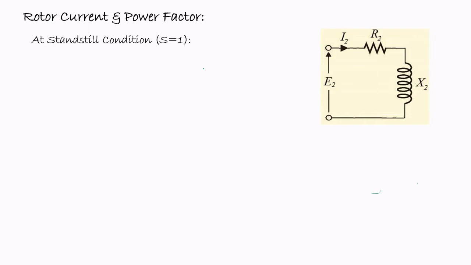So consider the standstill condition. That means when the slip is equal to 1. Remember, the slip is (ns minus nr) upon ns, where ns is the synchronous speed, which is represented by 120 f upon p, and nr is the speed of the rotor. As during the standstill condition, nr is equal to 0, therefore slip will be equal to 1.